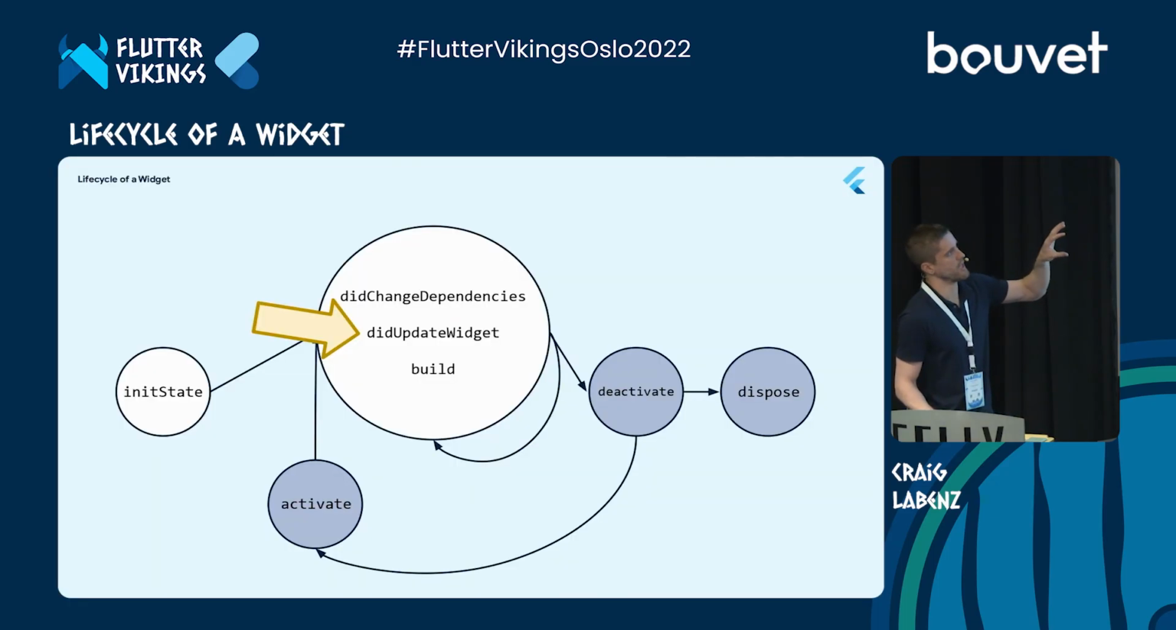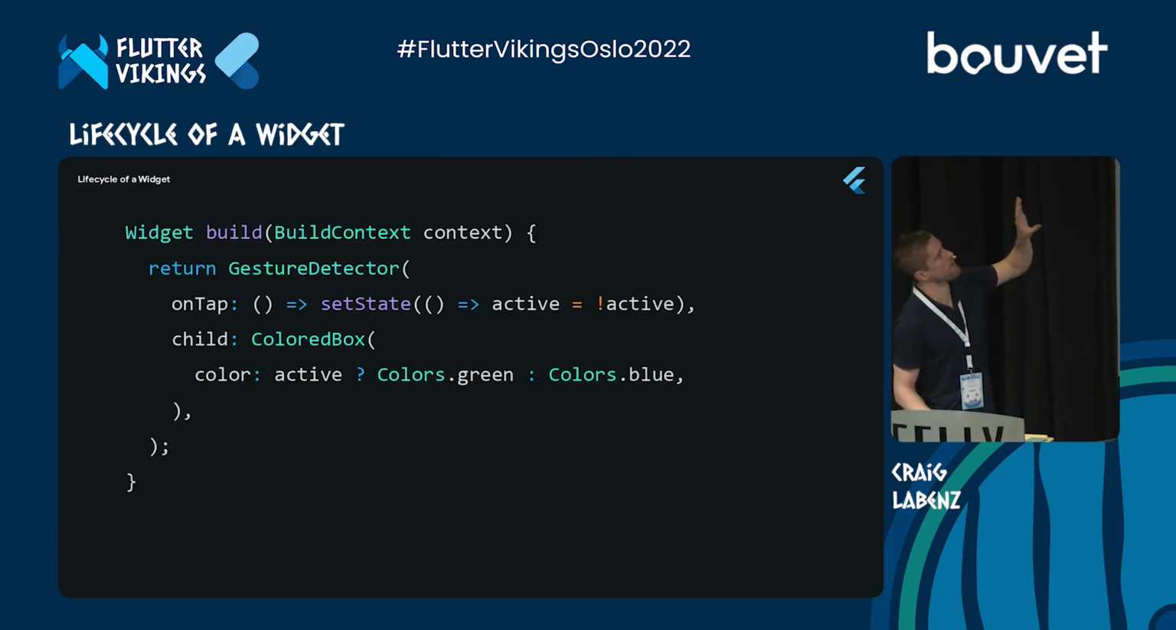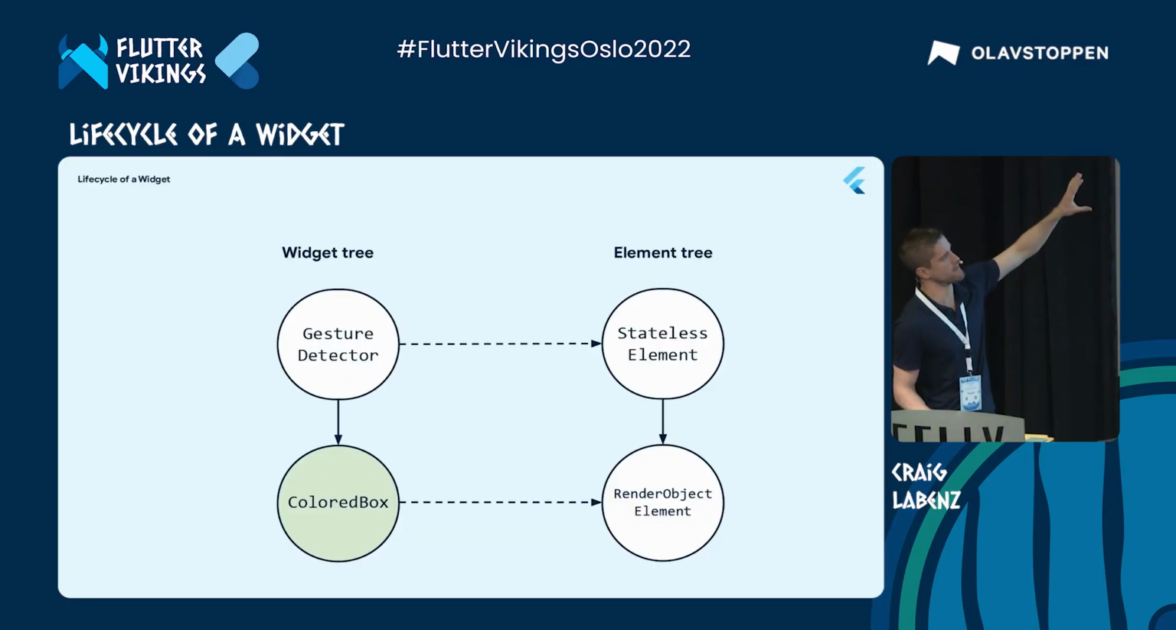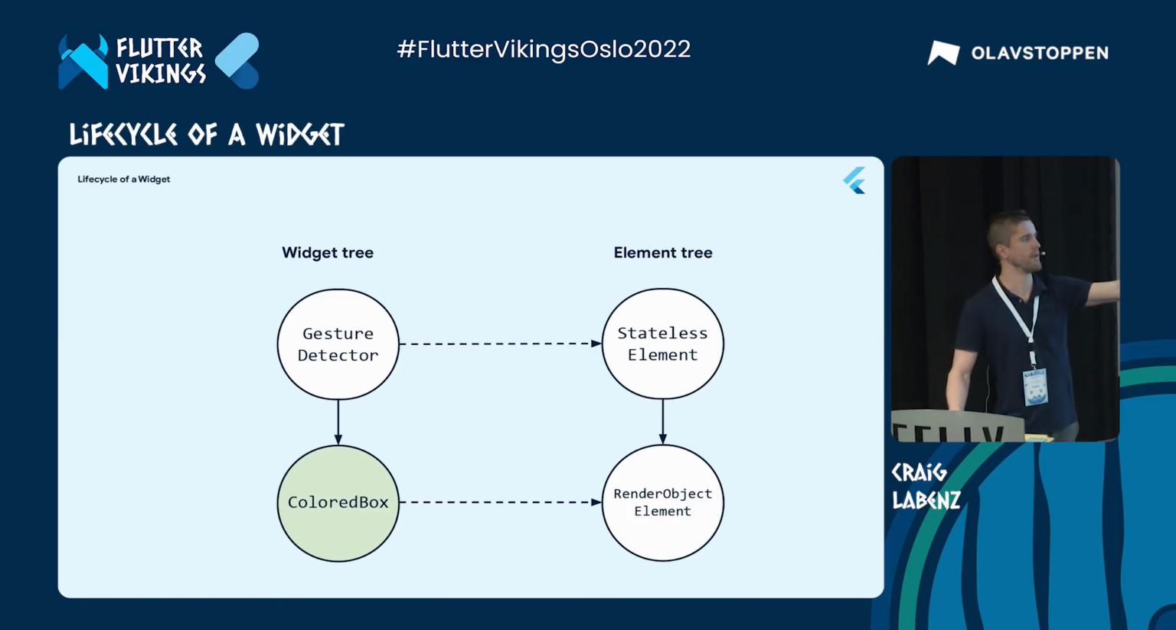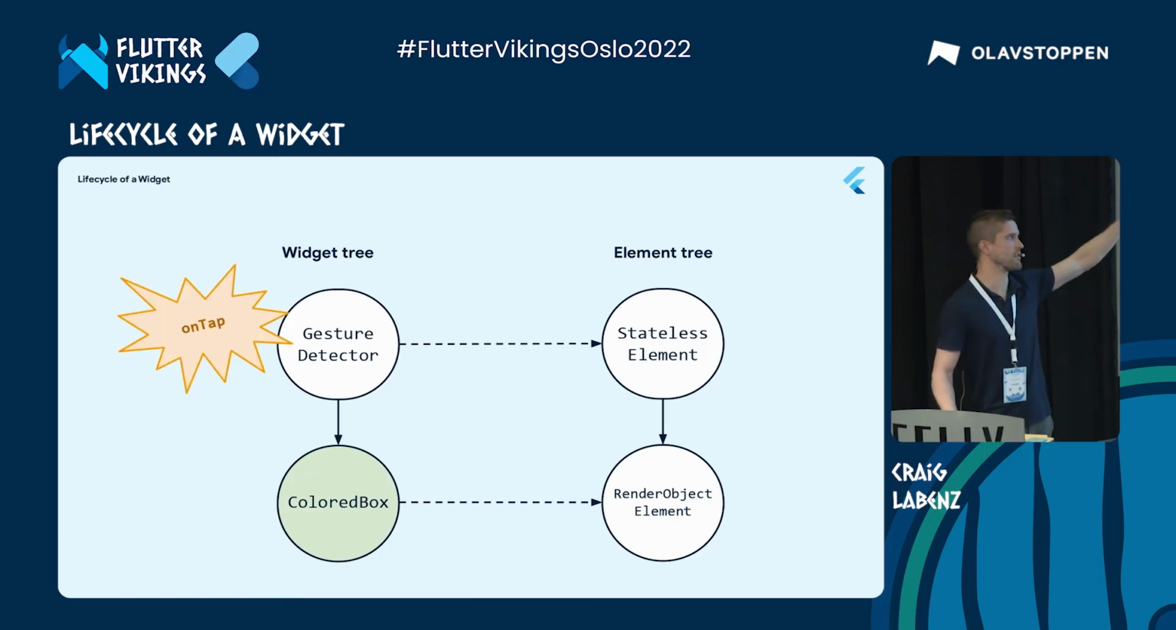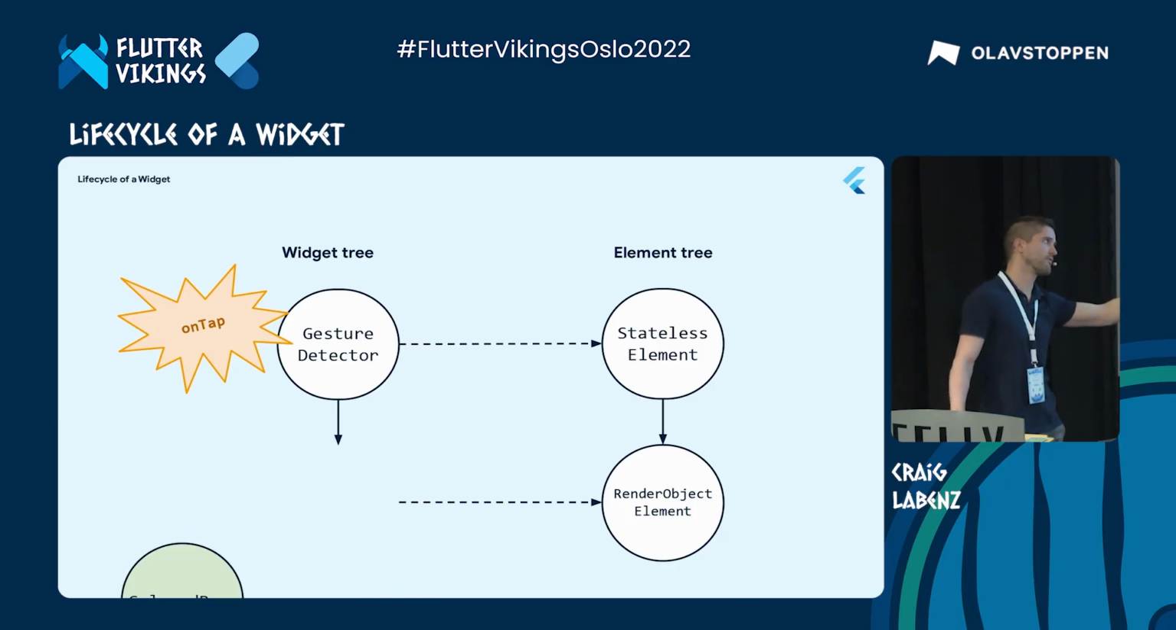Now, to better understand didUpdateWidget, I want us to think about this code real quick. We've got a gesture detector whose onTap toggles some state, and then a colored box, which is ultimately going to move from green to blue. So behind the scenes, that makes, I hope that looks green on the screen. It does not look green for me. It was supposed to be a green colored box circle. Anyway, we've got this tree here, and that render object element has already been acquainted with the green colored box. But then onTap is called, and the green colored box just kind of has to float away.